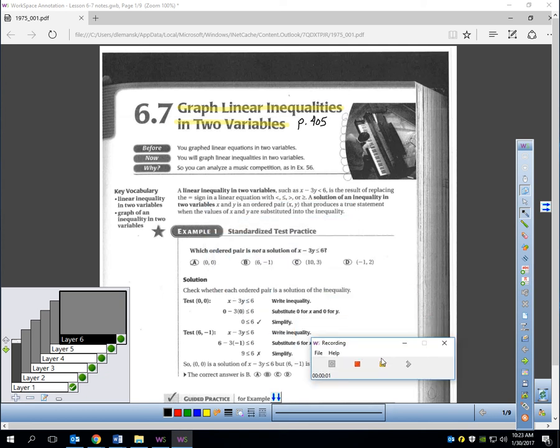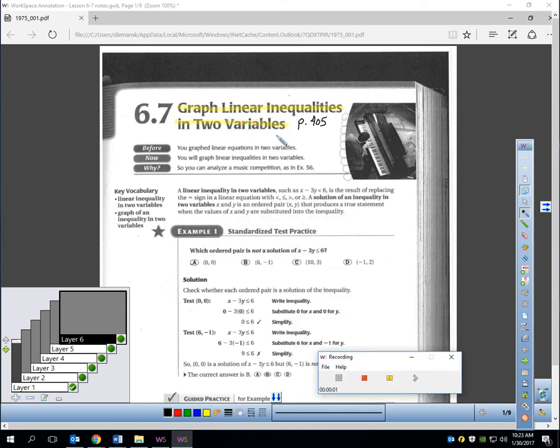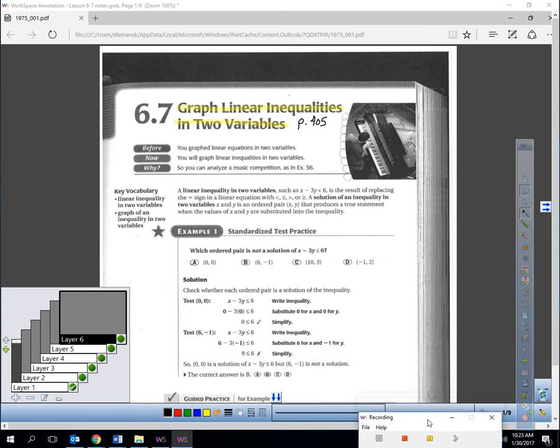This is lesson 6.7, graphing linear inequalities in two variables. You should be on page 405.